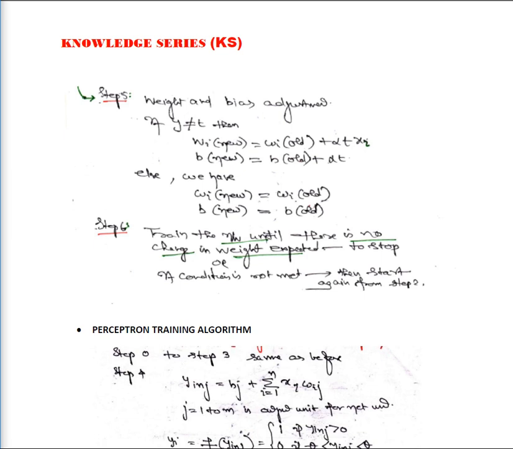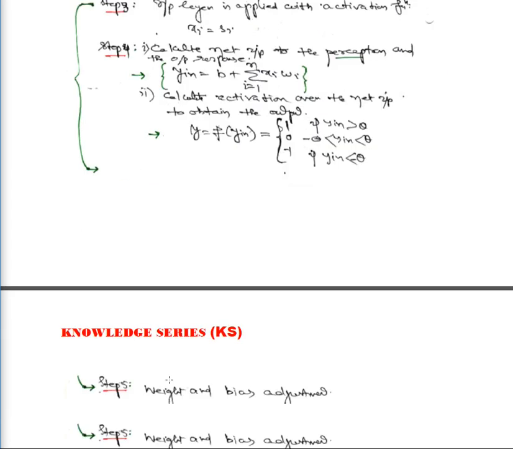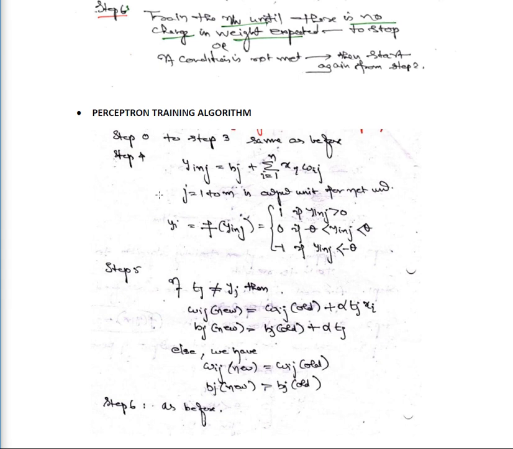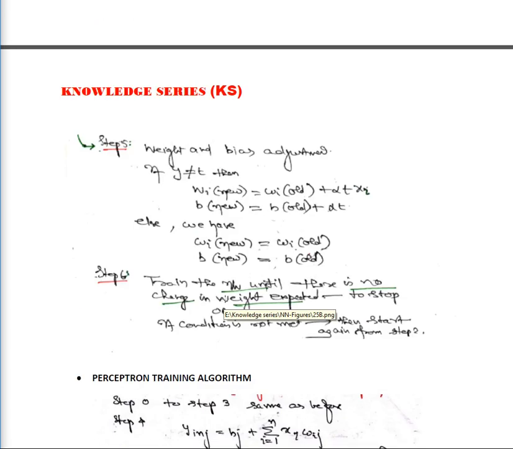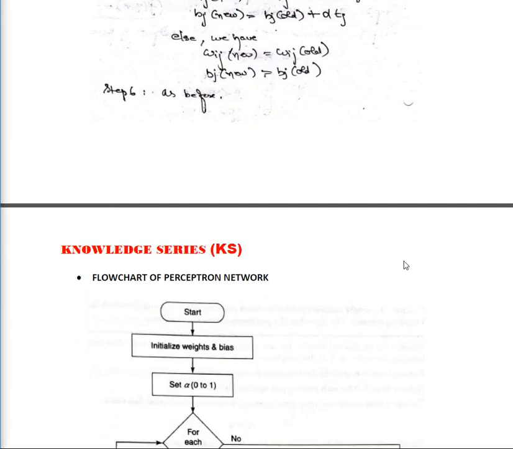And lastly, train the network until there is no change in the weight, and then stop. If the condition is not met, then continue from step 2. That is what 3 to 5 is stating. Now the training step 0 to 3 is stated in exactly the same form as the learning steps. So here also you are summing up, applying the activation function, verifying, and this particular process continues.